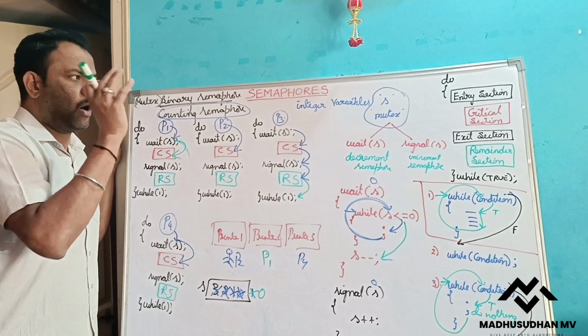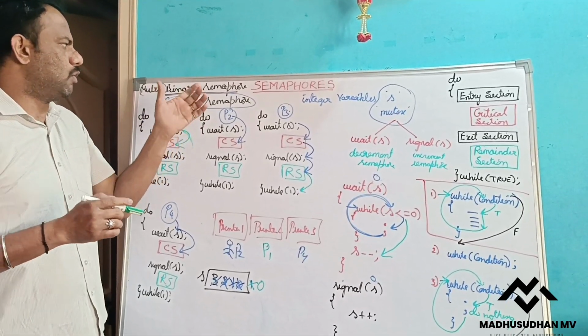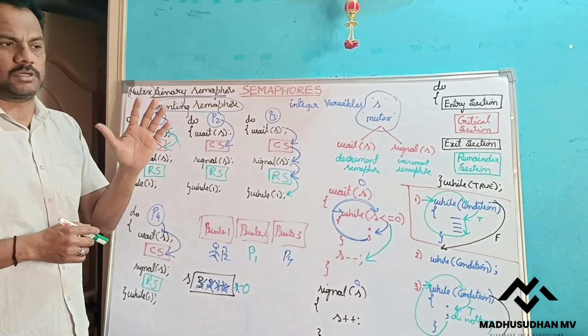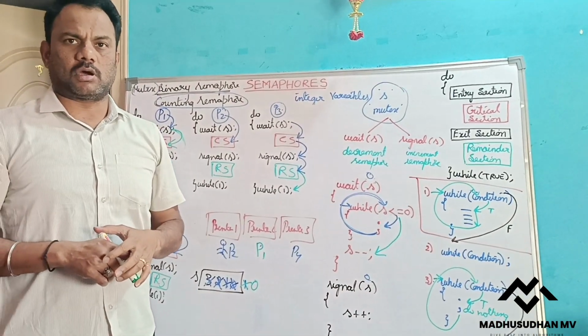Okay, so now we discussed how the critical section problem can be overcome by the binary semaphore, which is also called a mutex, and counting semaphores. Okay, hope you people have understood the concept.